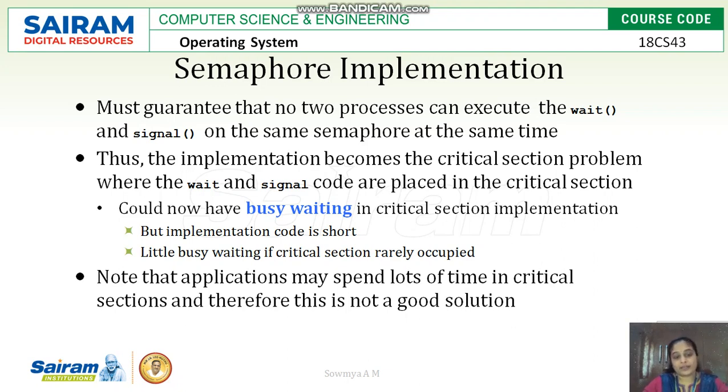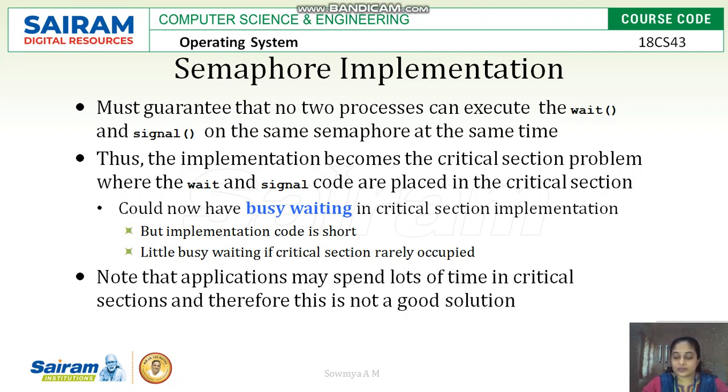It doesn't take much time. Busy waiting is acceptable for a critical section that is rarely occupied. If the P1 process occupies the critical section for a longer time, then the waiting time of the other processes becomes longer. Whichever process is in the critical section should execute its code fast. To do that, semaphores are implemented only for shorter code executions. Applications that may spend a lot of time in the critical section, then it is not a good solution.